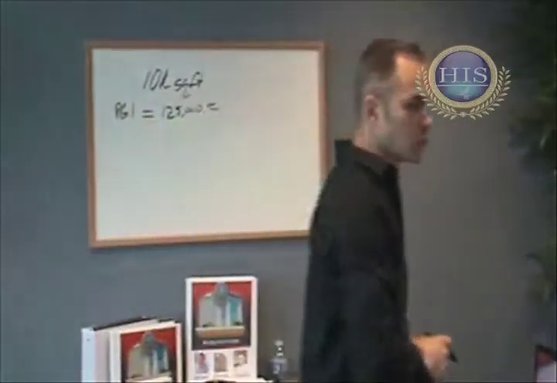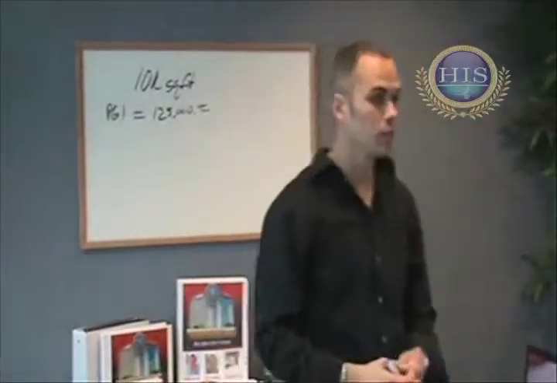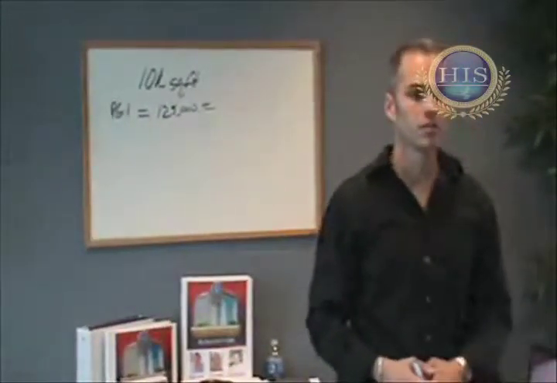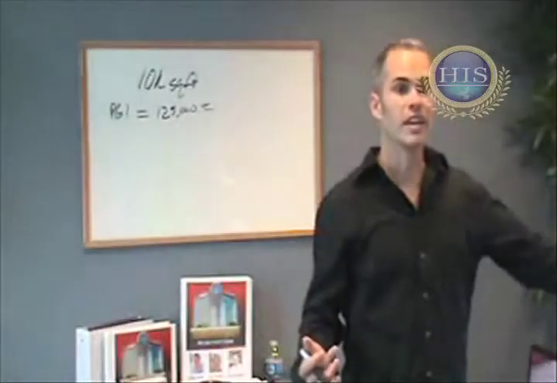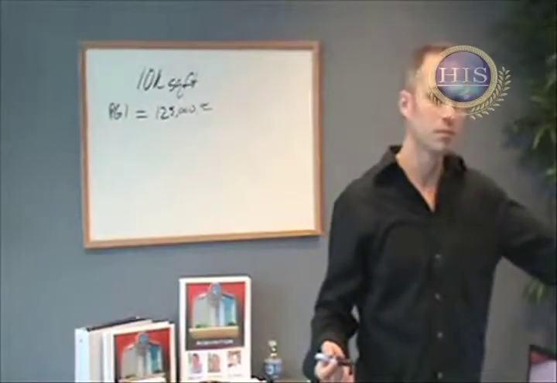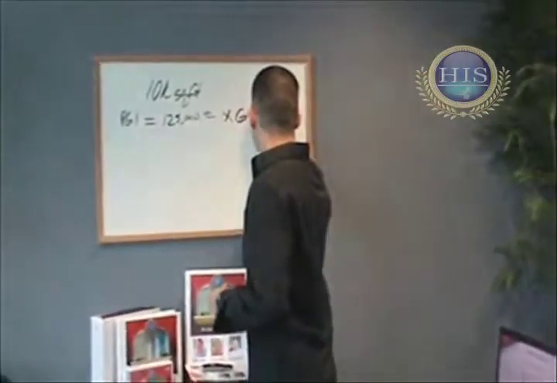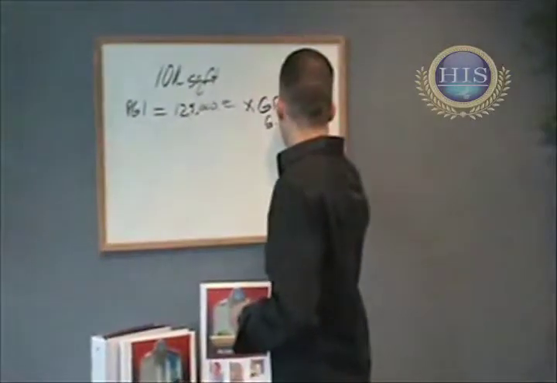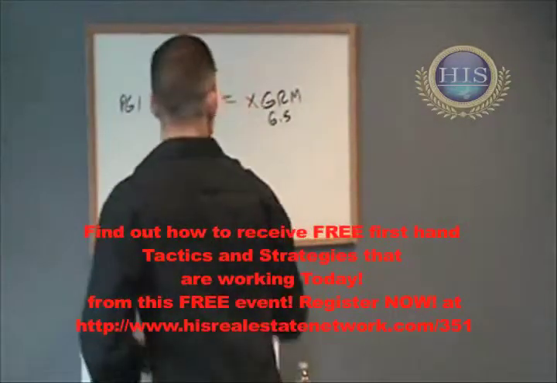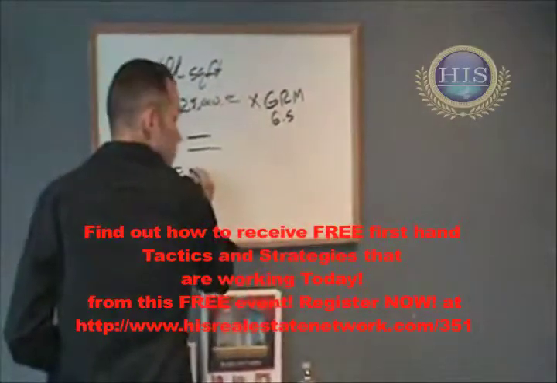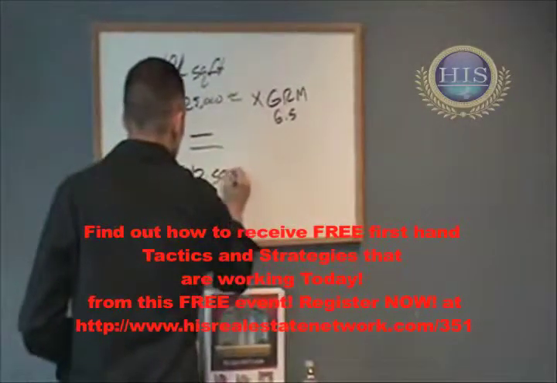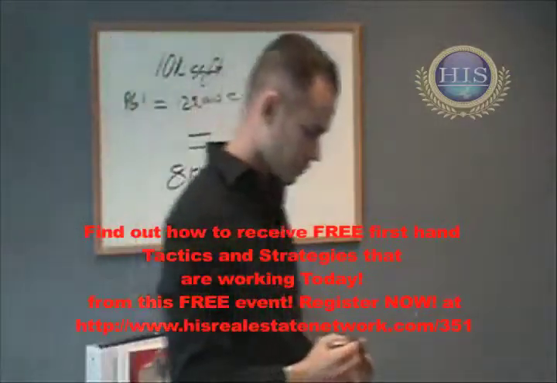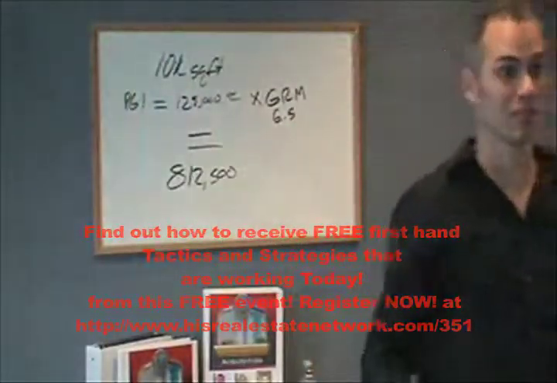If within your marketplace you know that the average GRM is 6.5, it equals what? $812,500. Now, is that the true value of the building? No. What is it? Anybody know what this is? An estimate? Estimate. That was pretty difficult.